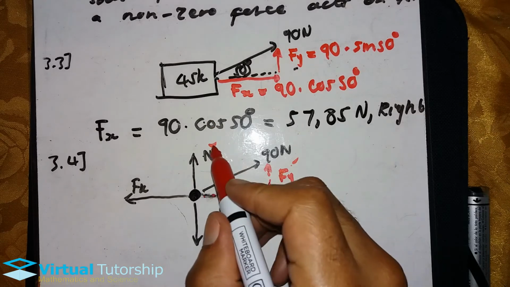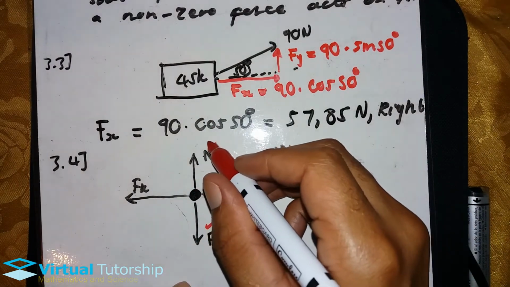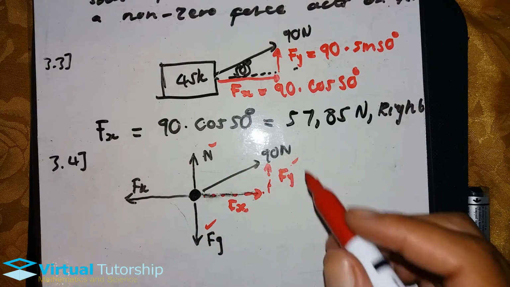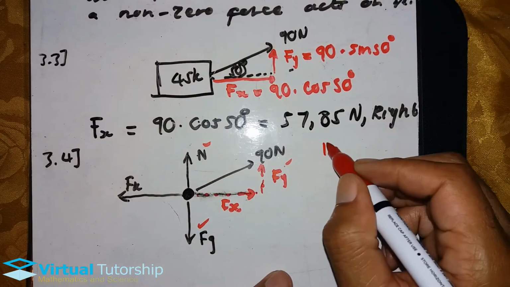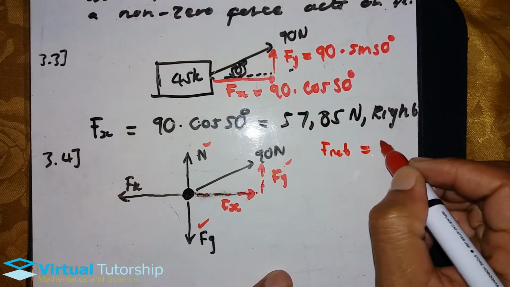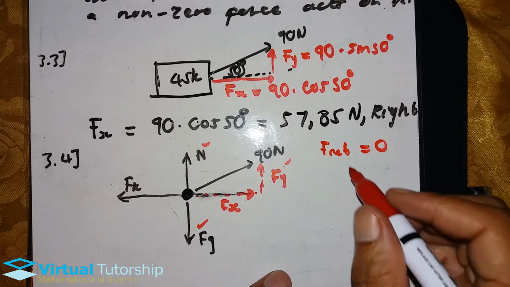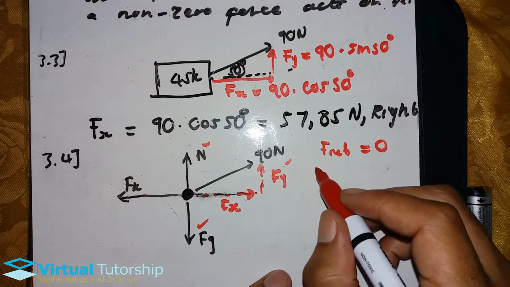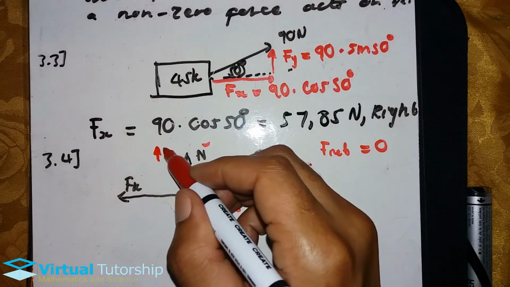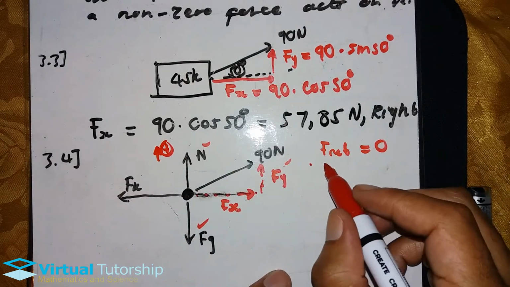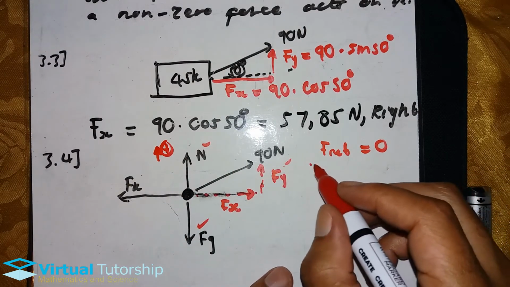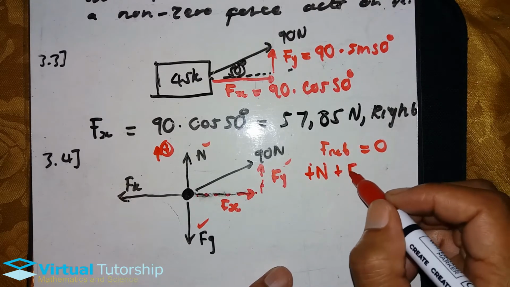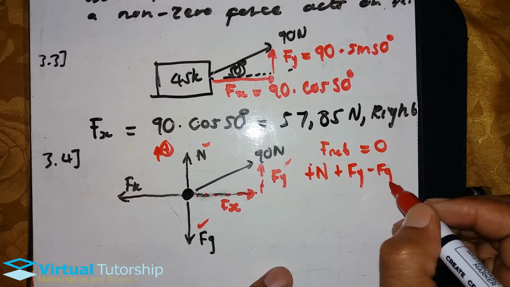So in order to calculate the normal force, we must include the vector sum of the normal force, Fg and Fy. What am I saying by that? I mean that F net vertically is going to be 0. F net is going to be 0, but we are looking for the normal force. If we take the upward direction as positive, we will have a positive normal force, a positive Fy, and a negative Fg.